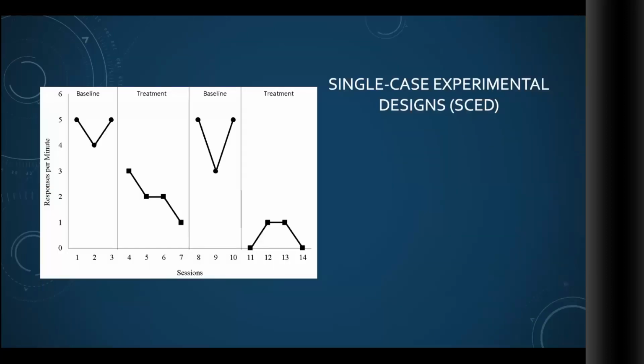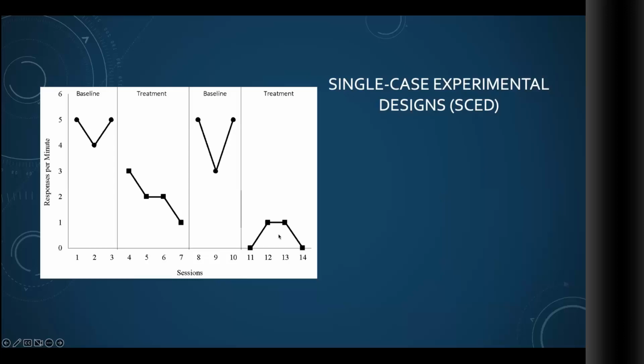So really quick, I just wanted to do a brief overview of single case experimental designs, because not everyone in this audience may be familiar with it. It's a little bit different than when we talk about between subjects or group designs, because we're talking about behavior change at the individual level. So really looking at an individual organism, whether that's an animal or a person, but we're looking at behavior change over time. And so often you'll see some kind of graph that looks like this.